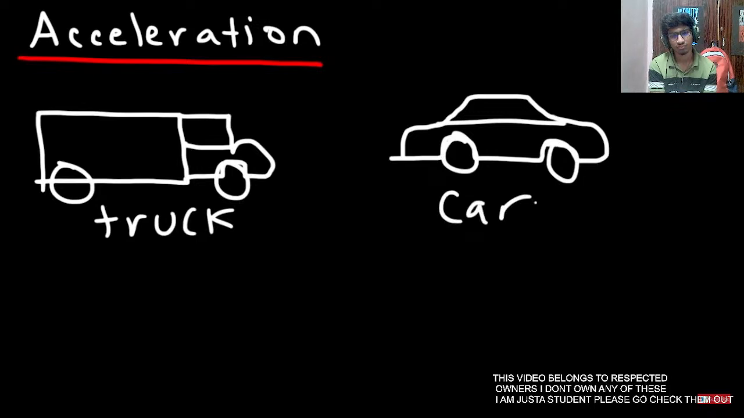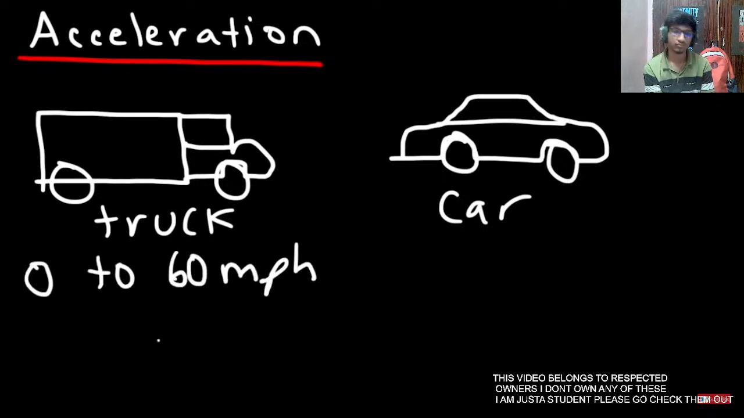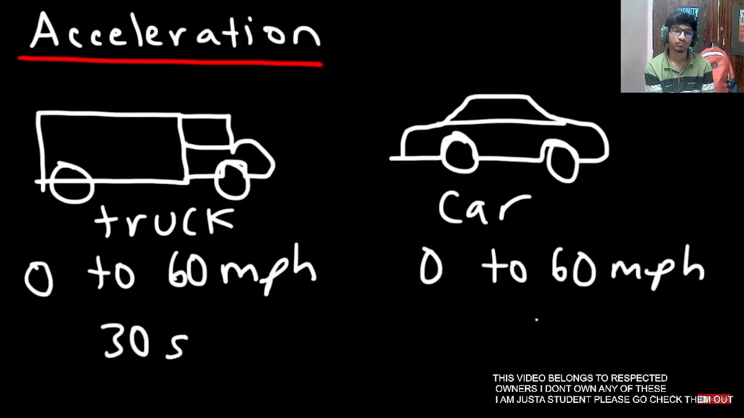is changing. So the truck can probably go from 0 to 60 miles per hour in maybe, let's say, 30 seconds. A sports car can go from 0 to 60 in a shorter period of time, let's say in 5 seconds. So because the sports car can get to a certain speed faster than the truck, it has a greater acceleration. And so acceleration tells you how fast the velocity is changing.